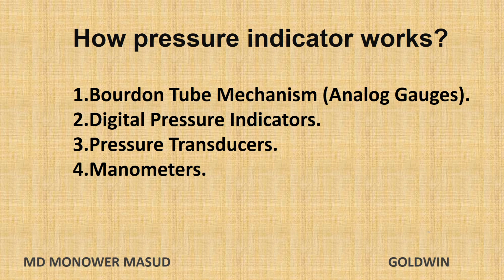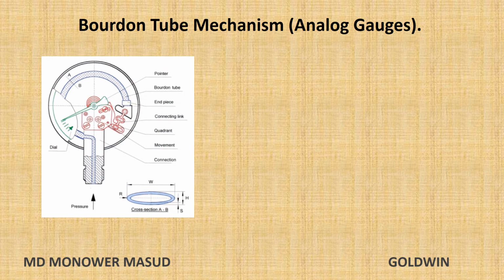Bourdon tube mechanism, analog gauges. Digital pressure indicators. Pressure transducers. Manometers.